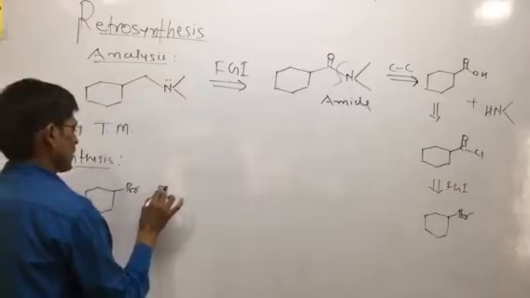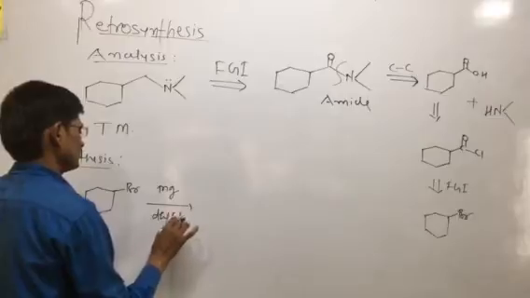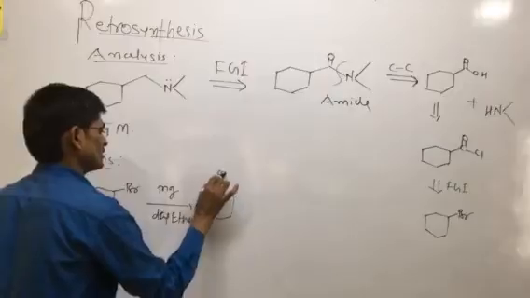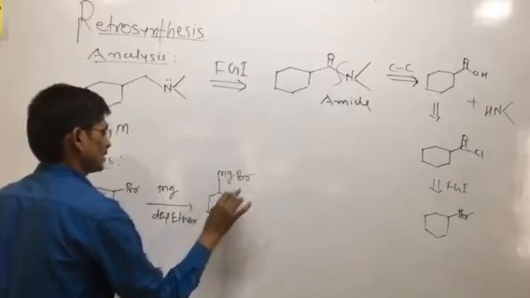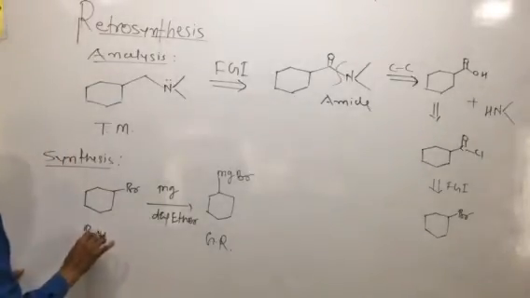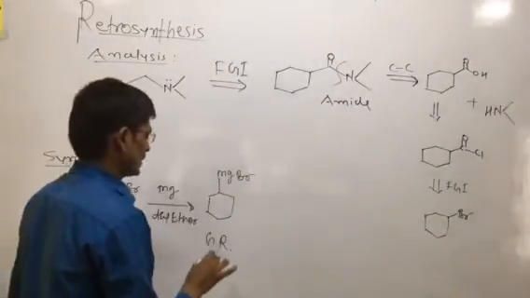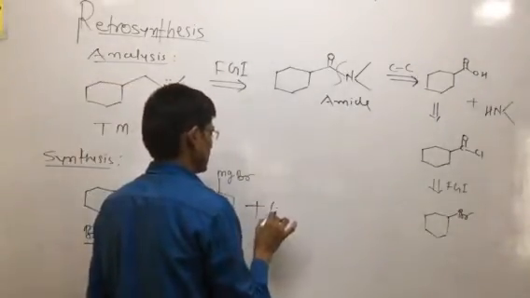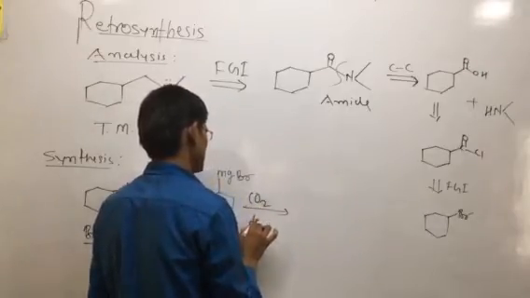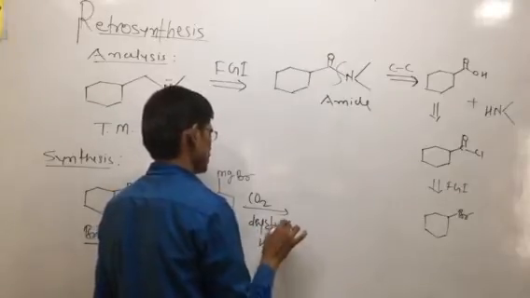Bromocyclohexane is reacted with magnesium metal in the presence of diethyl ether as the organic solvent. Then the cyclohexane is converted into the magnesium bromide, which acts as a Grignard reagent. This Grignard reagent is reacted with carbon dioxide, again in diethyl ether as the organic solvent, and after hydrolysis in acidic condition, the acid is formed.